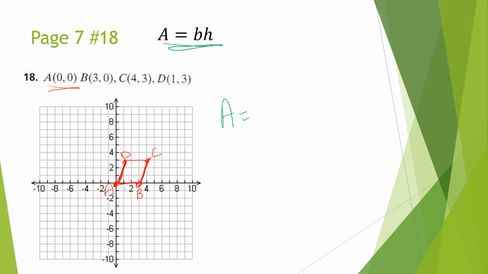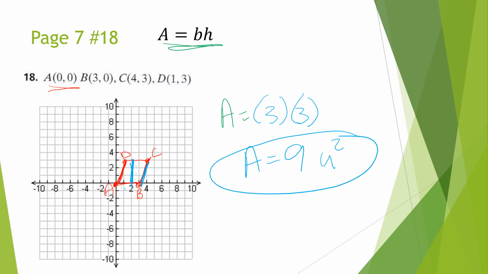So this is 1, 2, 3. So it's just 3 for the base. The height is, again, has to be straight up. So you should not be trying to figure this out with the distance formula. Height's always going to be straight up. And again, we can just count, which is also 3. So our area here is 9. And again, it's in the coordinate plane, so just units squared.